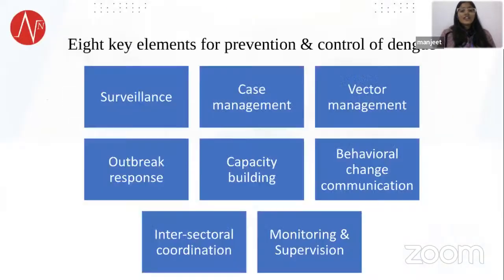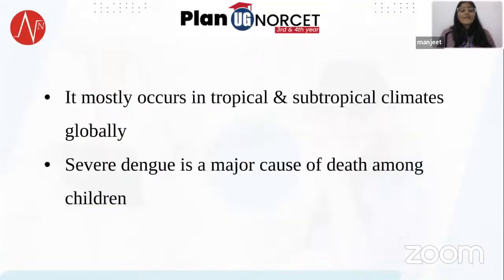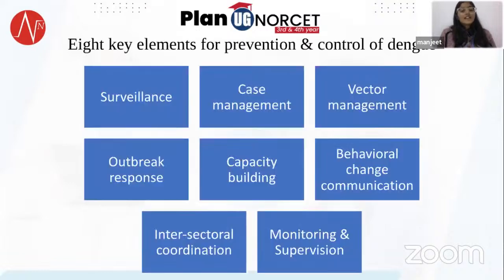Dengue, very important. So dengue mostly occurs in tropical and subtropical climates, and severe dengue, which gives rise to hemorrhagic fever, is a major cause of death among children. Clear?